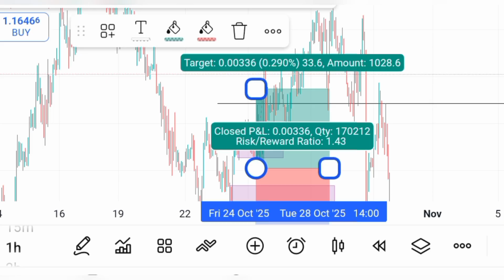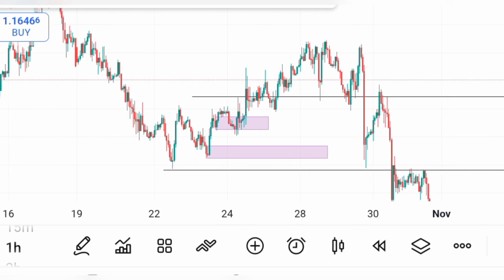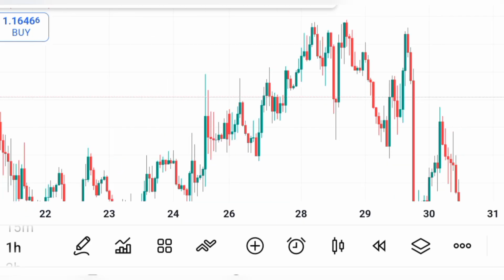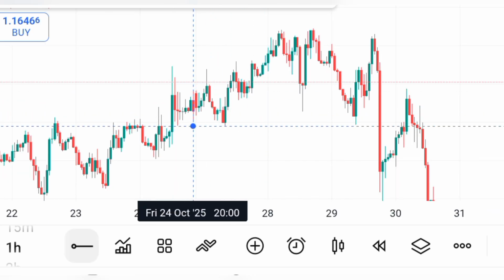Then after that, you always have to look for the new range. When the market breaks, it creates a new range, right? You'll see that there is another high that was created right here. This is the previous low that the market created, okay?